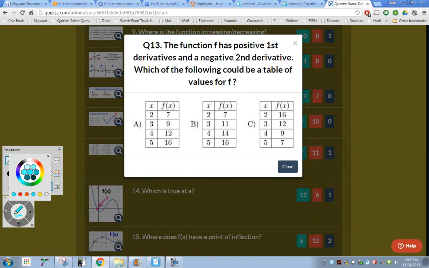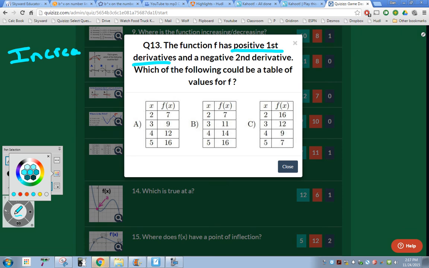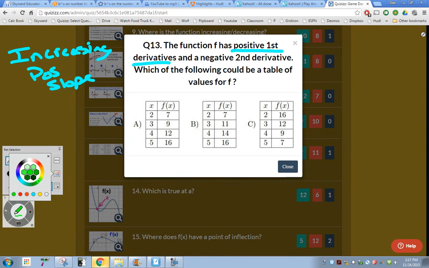the function f has a positive first derivative. What is true about a function if the first derivative is positive? Increasing. Okay, that's what that means to us. It is increasing. Okay, it has positive slope. That's what we got from that. Okay, it also says it has a negative second derivative.